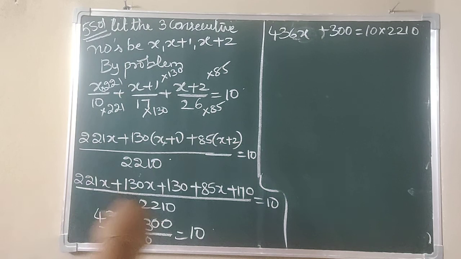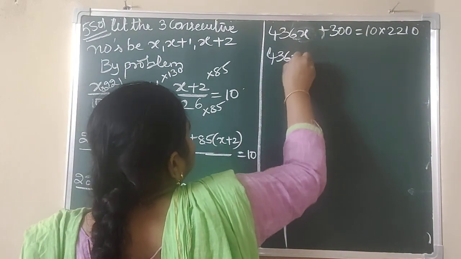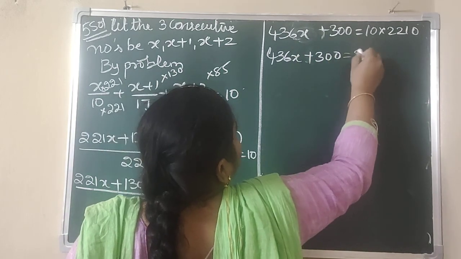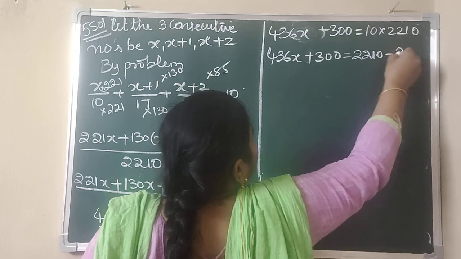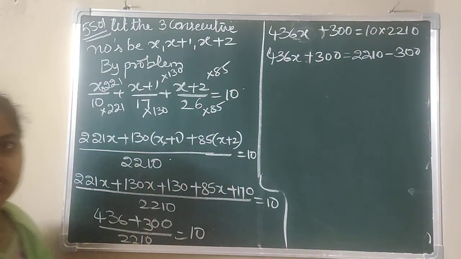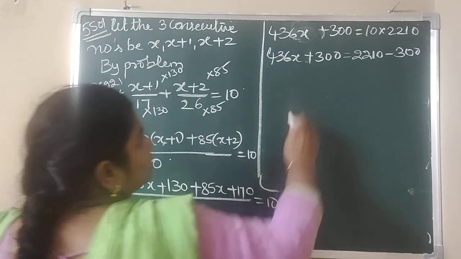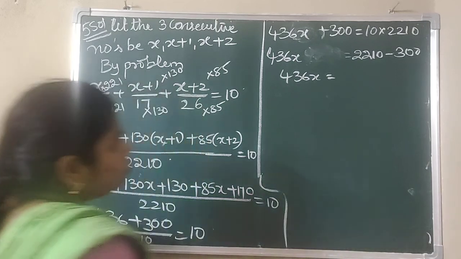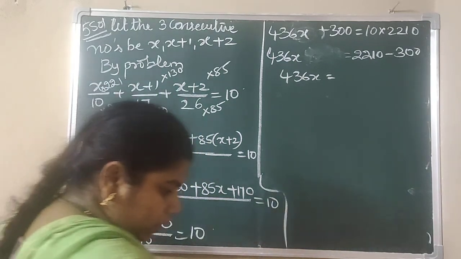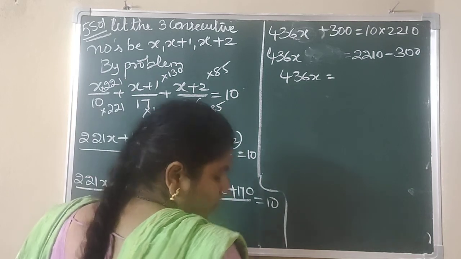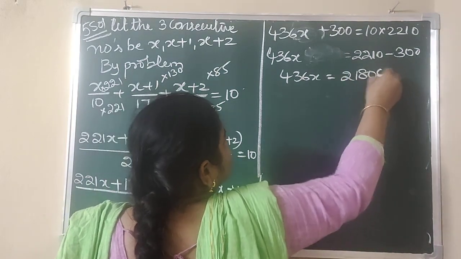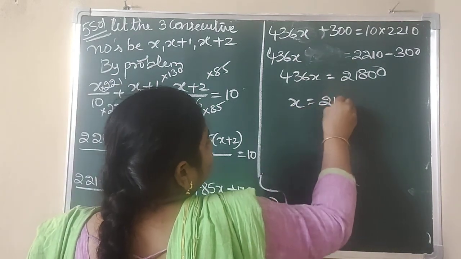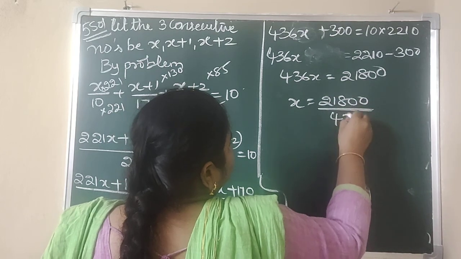Okay. Now multiply that value. 436x plus 300 is equal to 22100. The 300 I am transposing to the other side, so it will become subtraction. So 436x is equal to 22100 minus 300, that will be equal to 21800. Now transpose that value, that will become division. So x is equal to 21800 by 436.